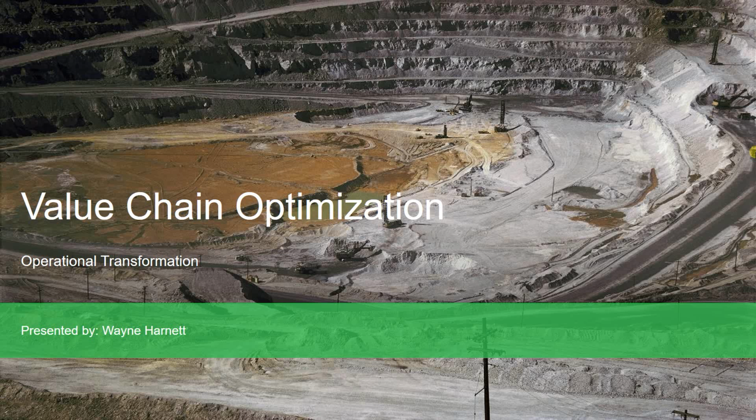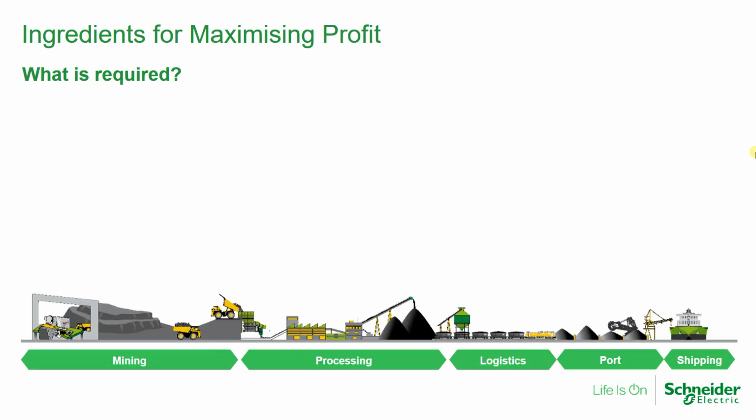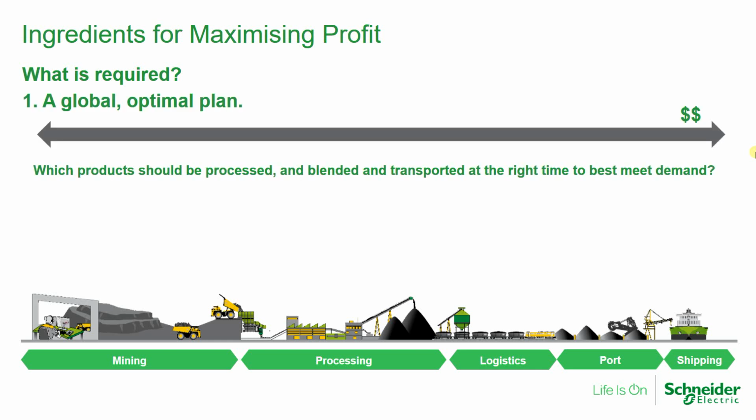Schneider Electric Value Chain Optimisation is about how to produce the maximum profit from your supply chain. What are the common ingredients that are required for a profitable supply chain? The first ingredient is a global optimised plan. This is about which products should be processed, which should be blended and transported at the right time to meet the product demand.